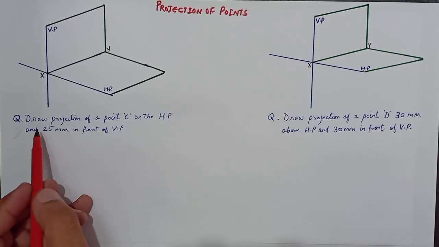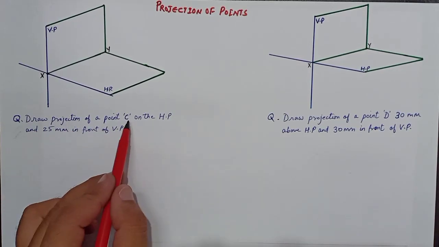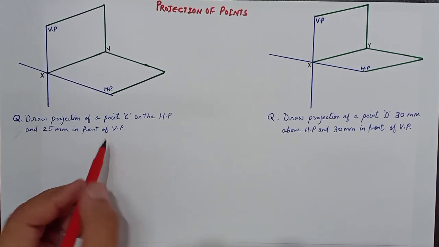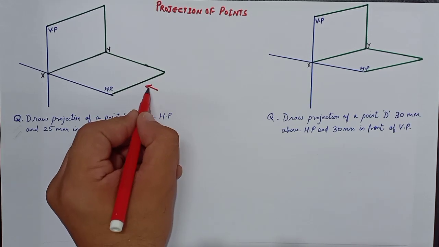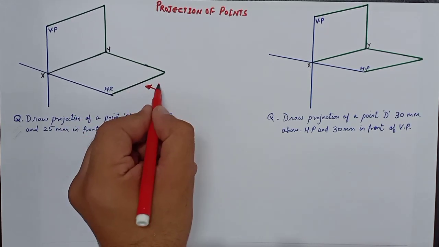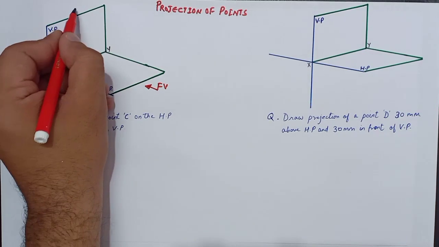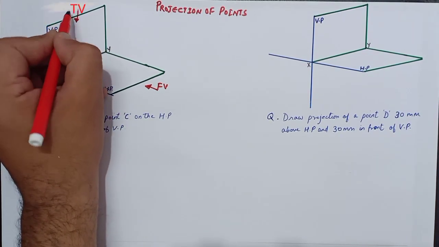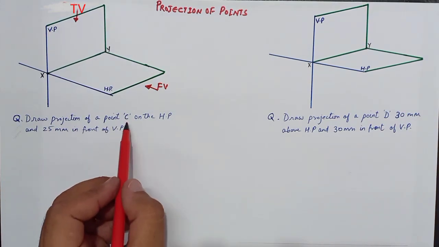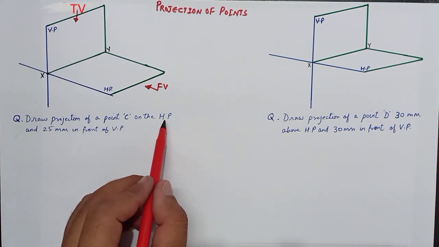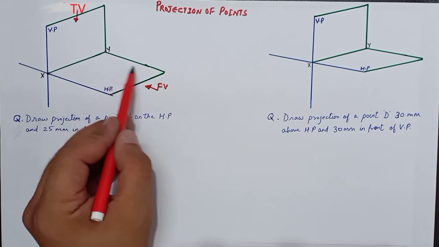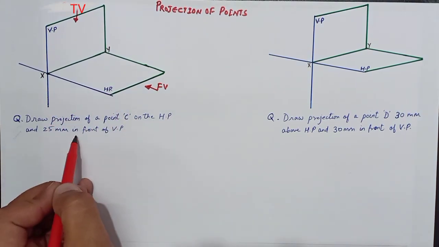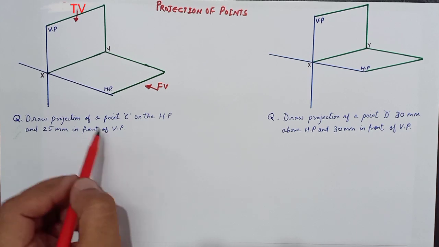So next question: draw projection of a point C on the HP and 25 millimeter in front of VP. So first, observer looking in front view from here and observer looking in top view. So the point C is on the horizontal plane. That means it might be lying anywhere on the horizontal plane, but it is at a distance of 25 millimeter in front of vertical plane.